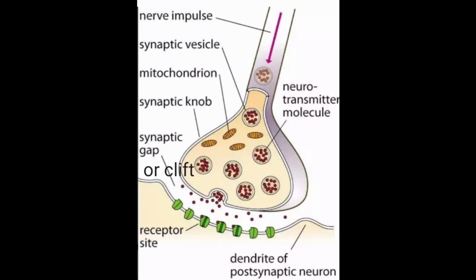The nerve impulse in one neuron travels down the axon until it reaches the axon terminal where the synaptic knobs are located. The synaptic knobs are filled with chemicals known as neurotransmitters. The neurotransmitters carry the message across the synapse and pass it to the next neuron.